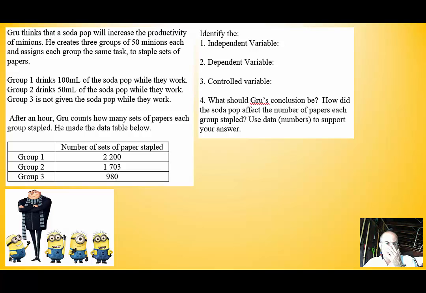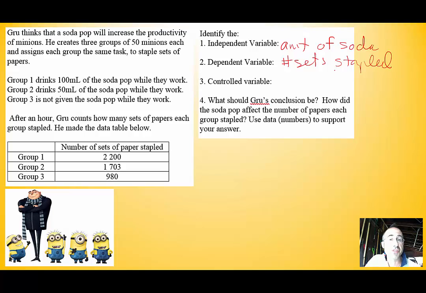Okay, welcome back, guys. Hope that wasn't too bad. So let's go through the 3 variables here and what we're looking at. So what's the independent variable? What did Gru change in this scenario? Well, Gru changed basically the amount of soda each experimental group got. You had the 100 milliliters, you had the 50 milliliters, and then you had the ones that received none. Okay. So what was the dependent? What was measured? Okay. Number sets stapled.